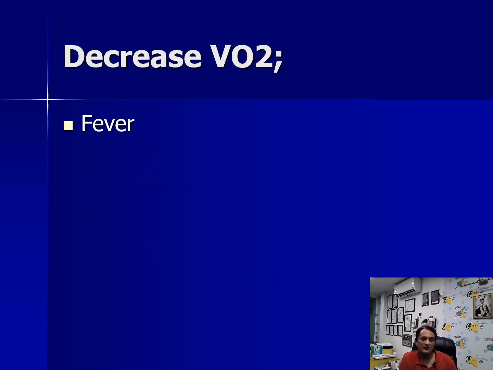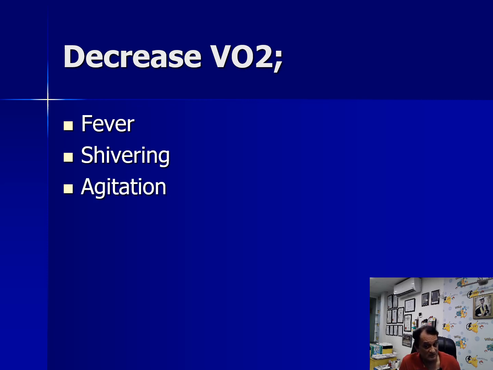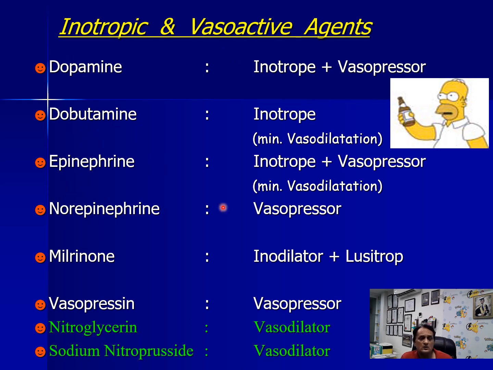So how can you optimize shock? We know that it is a mismatch. So if you cannot improve the delivery, maybe for some time you can decrease oxygen consumption by controlling the fever and shivering, by sedation and paralysis to reduce the agitation.